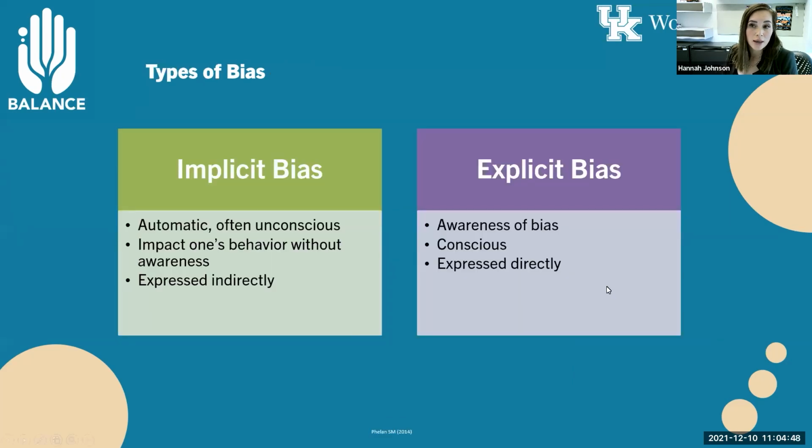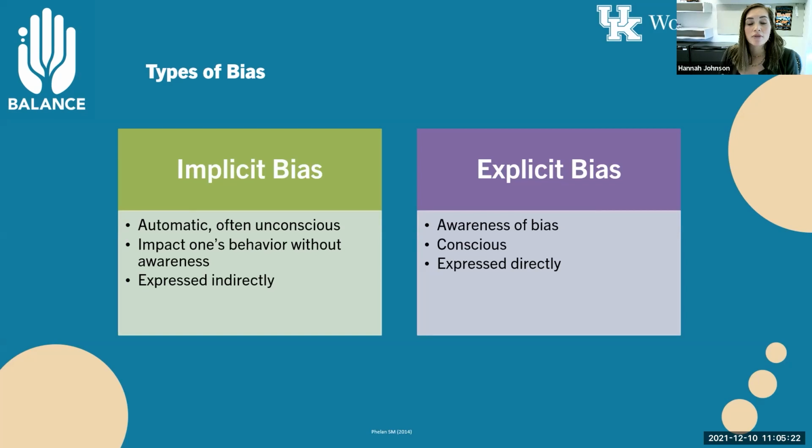There are two types of bias for us to just get a better understanding of how this shows up. There's implicit bias. So this is unconscious bias. This is our biases that we aren't necessarily aware of and tend to be automatic. It impacts individuals without us really understanding or knowing it, and then it's expressed indirectly. Whereas explicit bias is biases that we personally are aware of that we have, they're conscious and they're expressed directly.